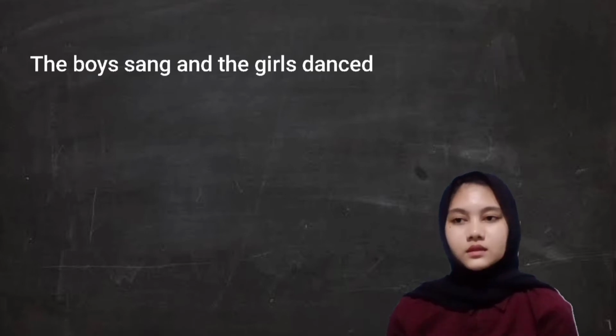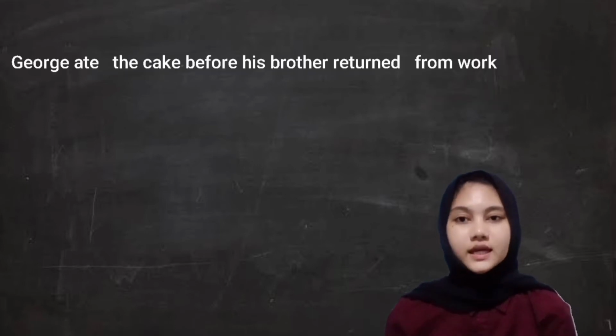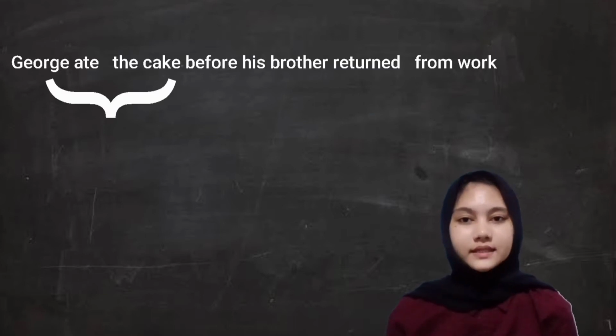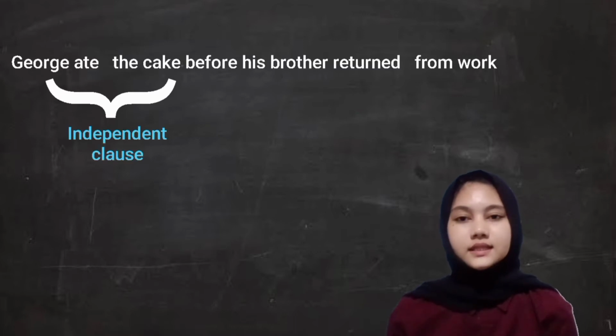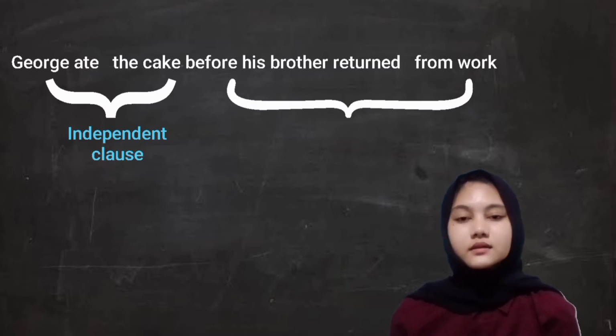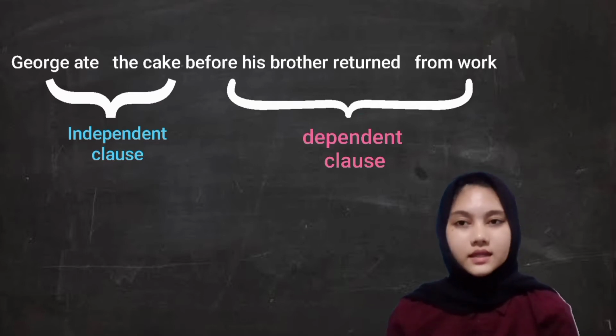Next, George ate the cake before his brother returned from work. George ate the cake is an independent clause. It is an independent clause because we could add punctuation to it like a period or full stop. In other words, it could function as a complete sentence. Now, an independent clause contrasts with a dependent clause, right? Before his brother returned from work is a dependent clause because it couldn't stand alone as a sentence.